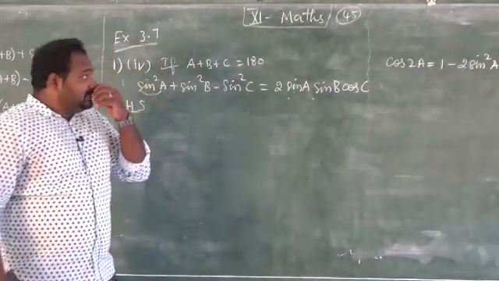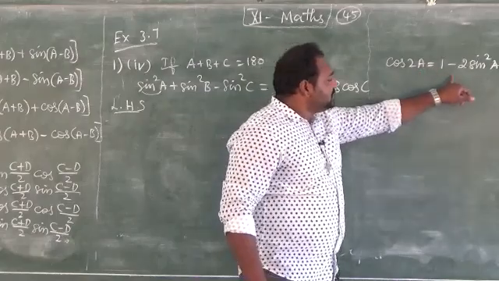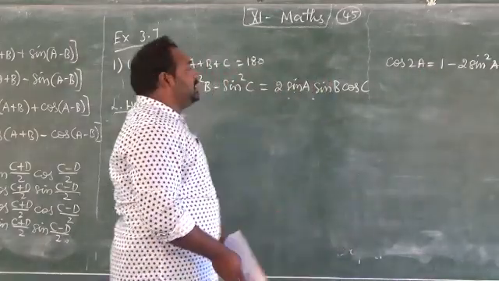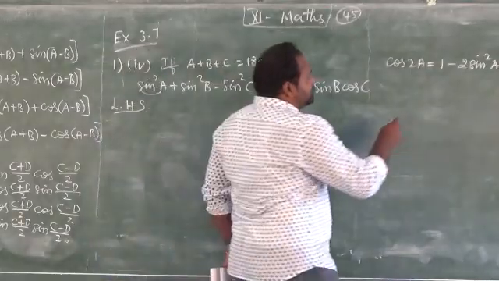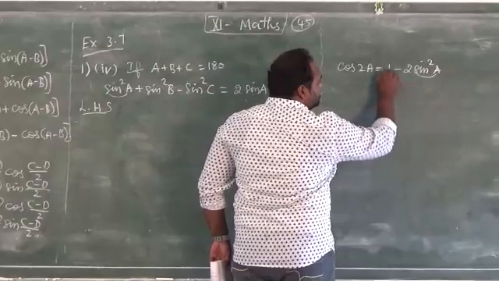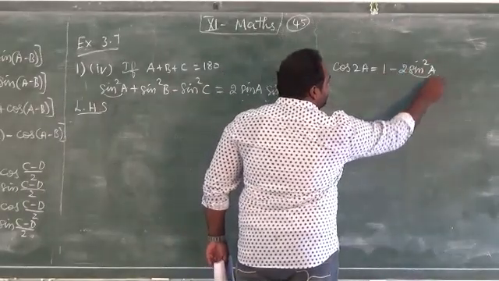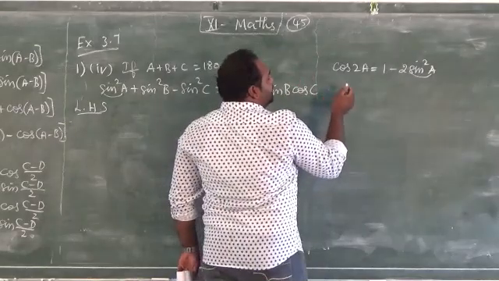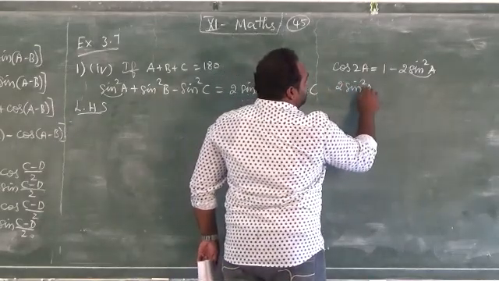We have 4 identities for cos 2A. In this I am going to use this identity for changing the left hand side values. Here I need only the sin square A value, so I am going to bring all the other values to this side, one by one. First let me bring this minus 2 sin square A to this side. It will become plus sin square A.